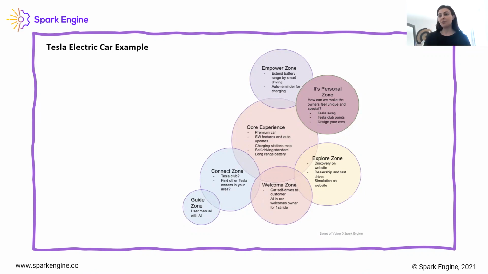And then the connect zone, most products have some version of this. I've seen it called in the know sometimes. Notifications, messages, support, staying connected, maybe through a community of some sort, and things like that. So that's envisioning what the zones of value for Tesla could potentially look like.